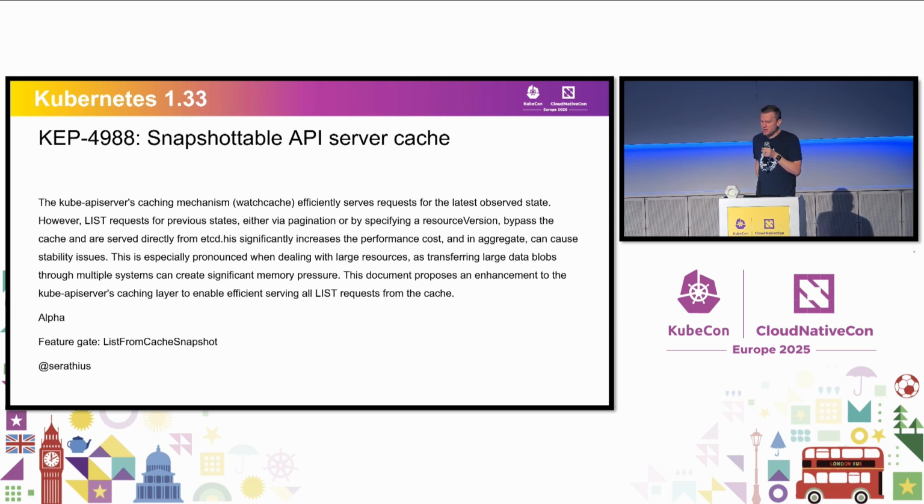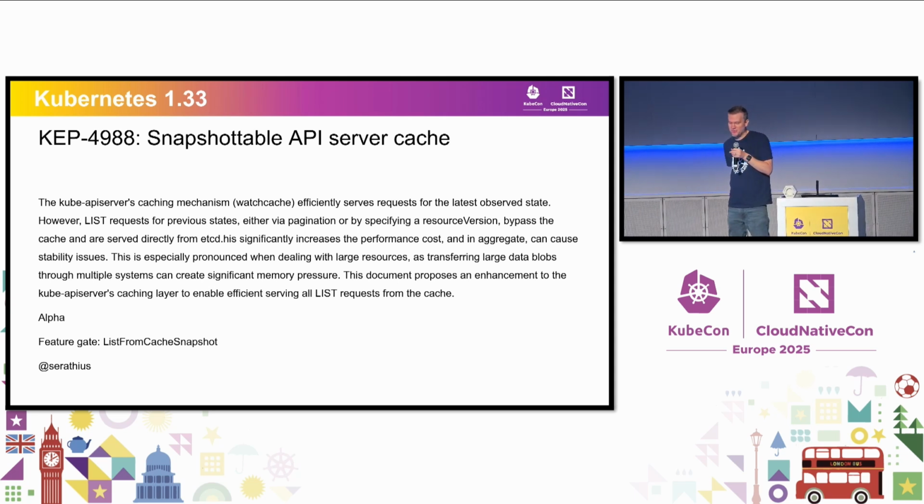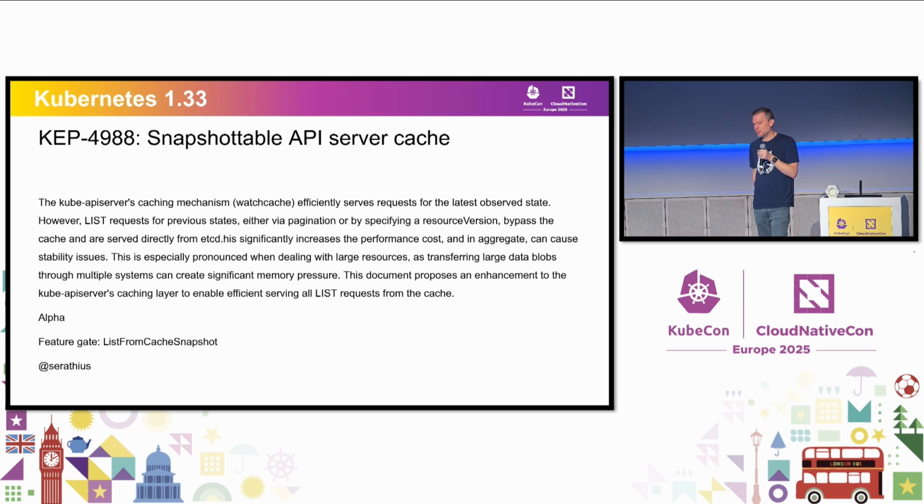The next KEP is snapshotable API server cache. You don't have to read this whole thing. I'm just going to summarize it really briefly. For a long time, the API server has cached information that you can access from etcd. So not all requests to the API server go directly to etcd. A lot of them are served by a cache.